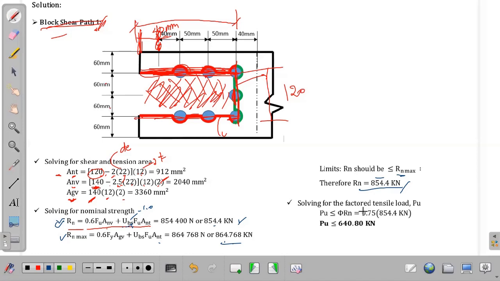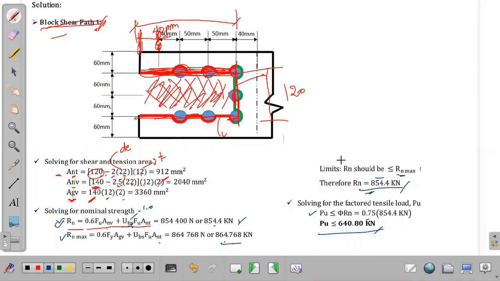Okay? So, pagka meron na tayong Rn, masosolve na natin yung factored tensile load using this equation. Substitute lang natin yung nasolve nating Rn. Phi is 0.75. Ang Pu natin is 640.80 kilonewton. Okay? So, that is for the part 1 ng block shear.